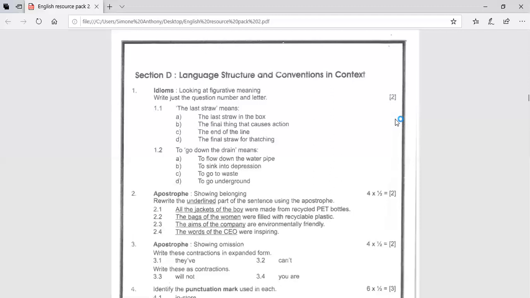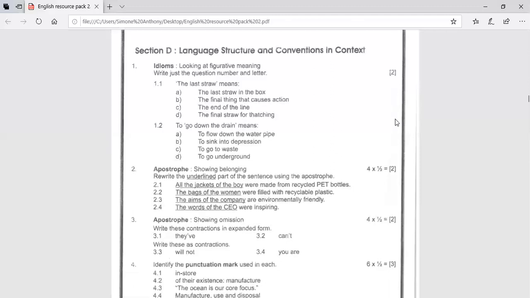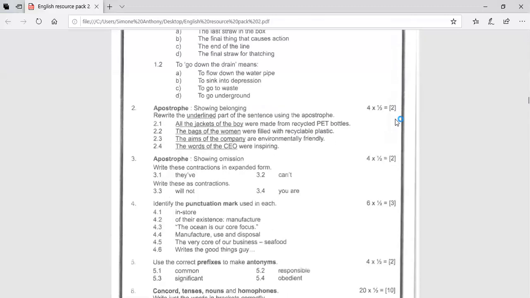If we look at number 2, which focuses on the apostrophe, it tells you that the apostrophe is used to show belonging. So it says, rewrite the underlined part of the sentence using the apostrophe. So here, the first one, 2.1, all the jackets of the boy were made from the recycled PET bottles. It would change to the boy's jackets were made from recycled PET bottles.